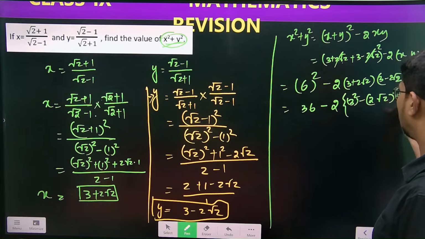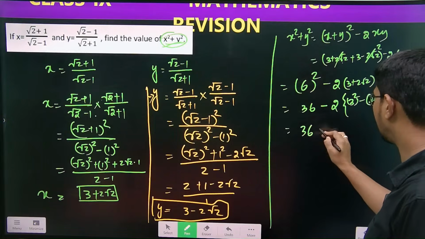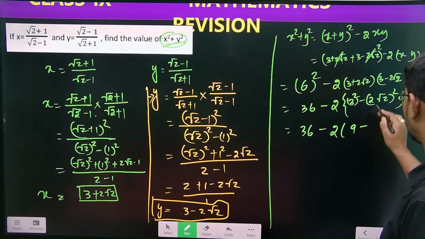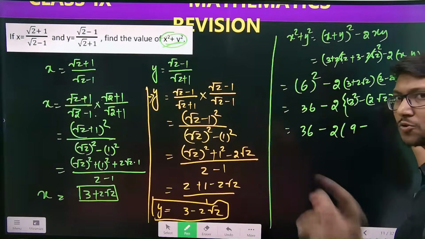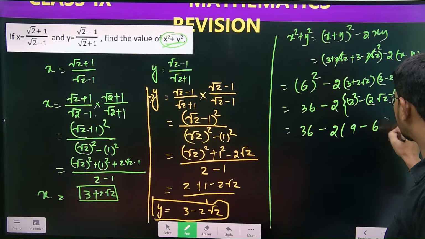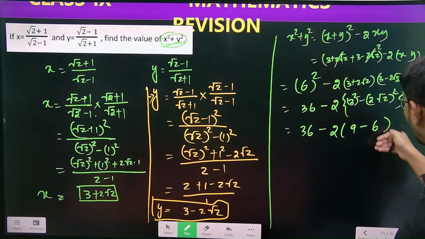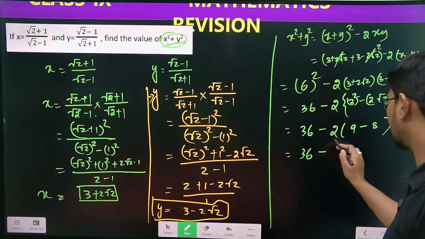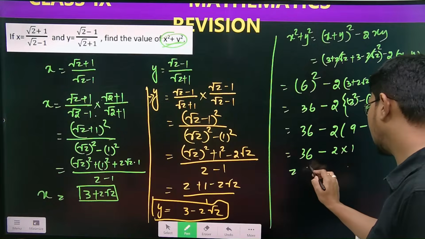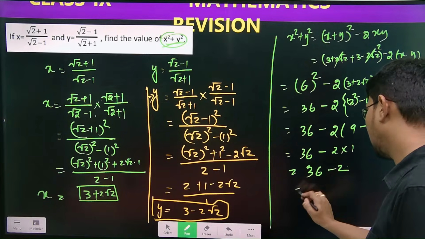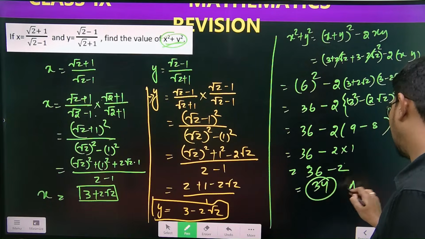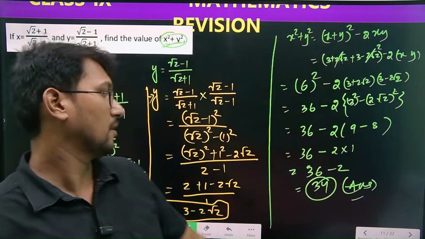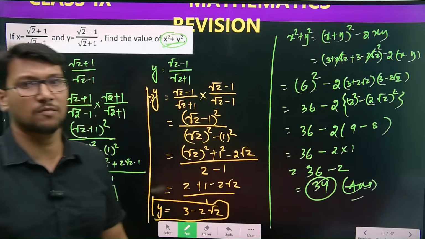Here it is multiplied by 2. So 36 minus 2 into 3 square, which is 9, minus 2 root 2 square, which is 4 into 2, sorry, 4 into 2 is 8. Okay. That is 36 minus 2 into 1, that is 36 minus 2, 34 is the final answer. Those of you who gave it, very good. You have given the right answer, all. Okay. Check, this is the solution of this question.